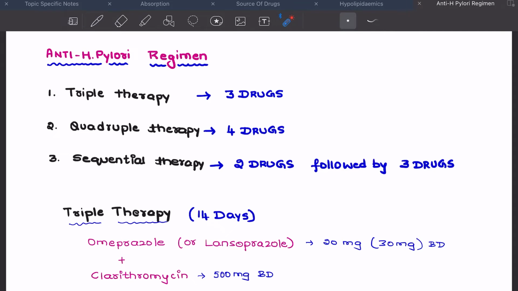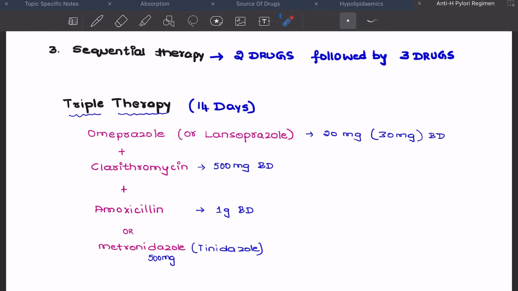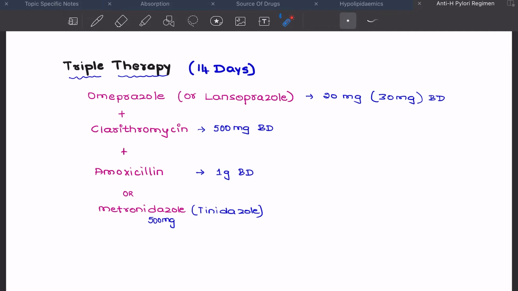So first we'll take up the triple therapy. The name itself suggests that triple means you are using 3 drugs in combination. Please remember, triple therapy means you are using 3 drugs in combination for 14 days. For 14 days. So what are those 3 drugs?